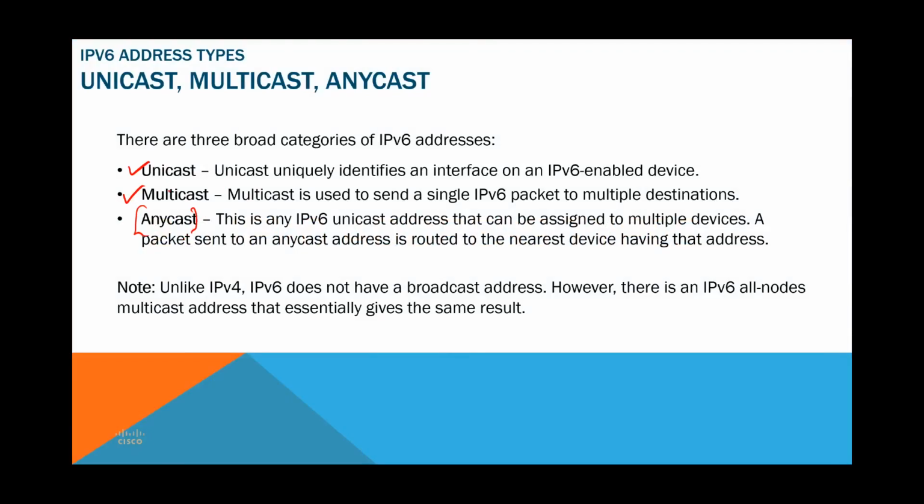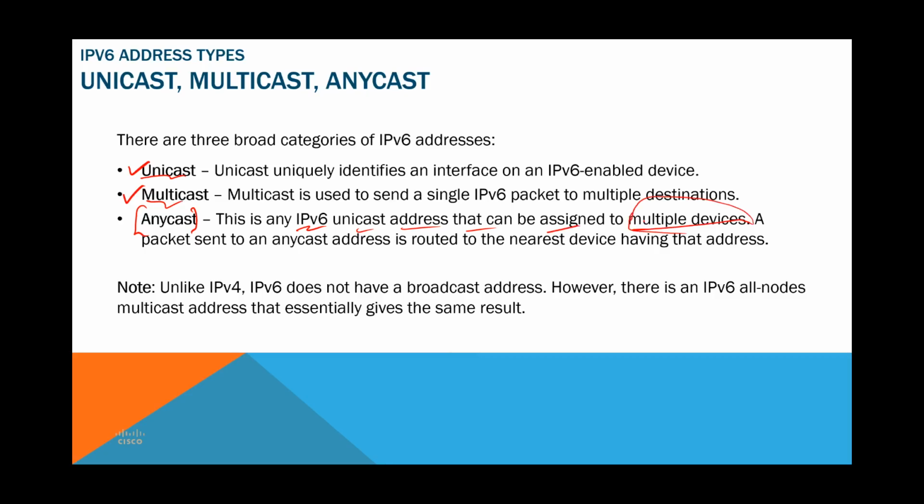Now, for emphasis, or just as a revision, Unicast, of course, you know is one-to-one communication. Multicast is one to a group of people. Broadcast is one to everybody. You know that already. But now, here we are with Anycast. So what is Anycast? Anycast is a completely new concept under IPv6. We don't have this under IP version 4. This is any IPv6 Unicast address, take note, that can be assigned to multiple devices.